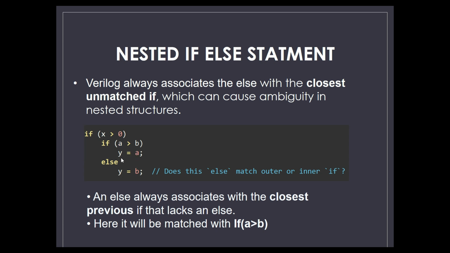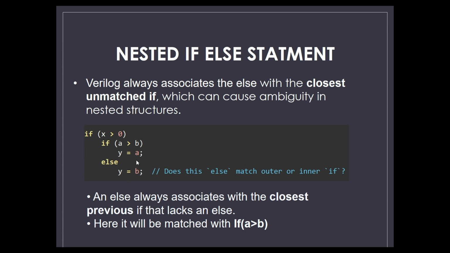But here I don't specify for which if I am writing this else. So will this else match with the inner if or the outer if? Such conditions Verilog resolves by associating the else block with the closest if that is missing an else block. Hence, here the else will be associated with this if block, that is, if a greater than b, then y is equal to a, else y is equal to b.